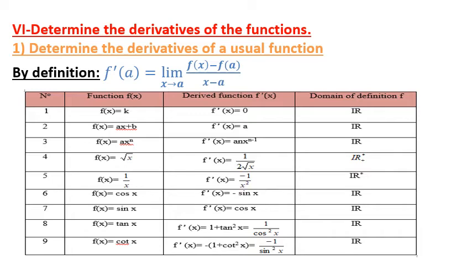The derivative of radical x is 1 over 2 radical x. The derivative of 1 over x is minus 1 over x power 2. The derivative of cosine x is minus sine x. The derivative of sine x is cosine x. The derivative of tangent x is 1 plus tan power 2 x or 1 over cosine power 2 x. The derivative of cotangent x is minus (1 plus cotangent square x) or minus 1 over sine power 2 x.